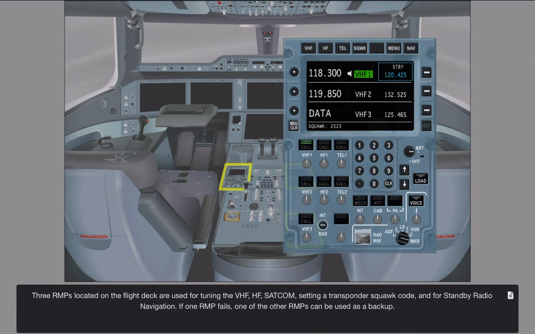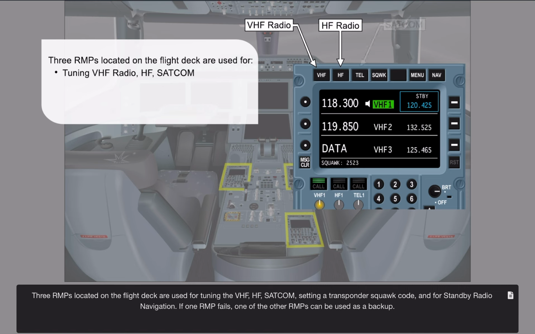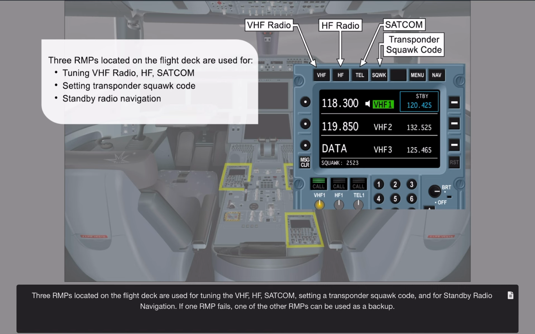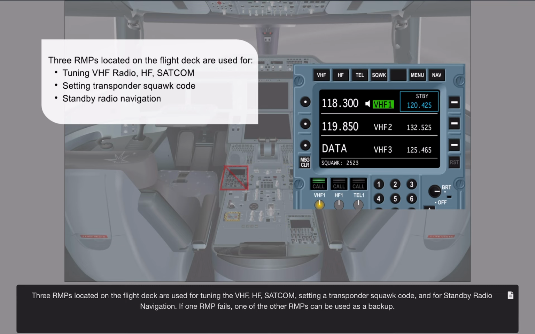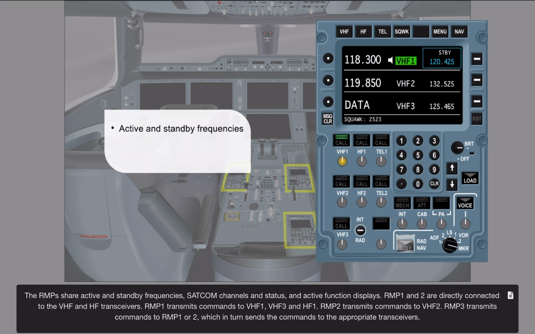3 RMPs located on the flight deck are used for tuning the VHF, HF, SATCOM, setting a transponder squawk code, and for standby radio navigation. If one RMP fails, one of the other RMPs can be used as a backup. The RMPs share active and standby frequencies, SATCOM channels and status, and active function displays.